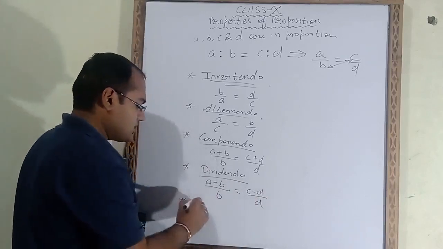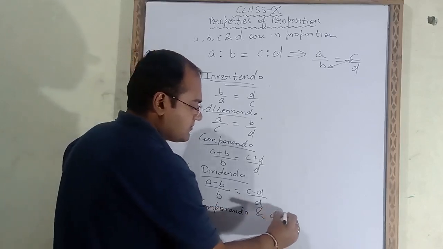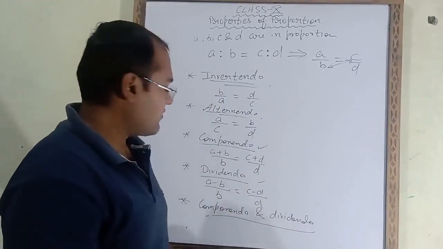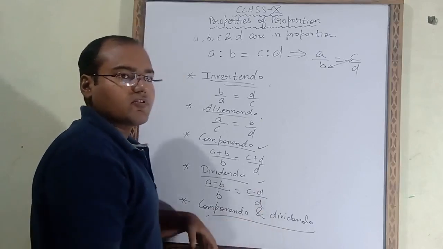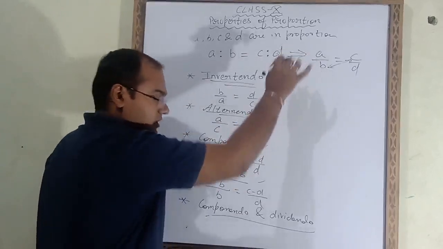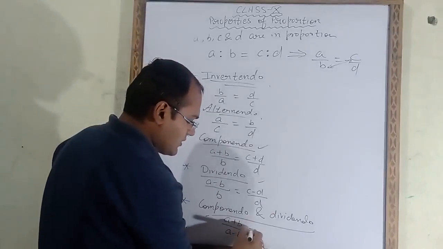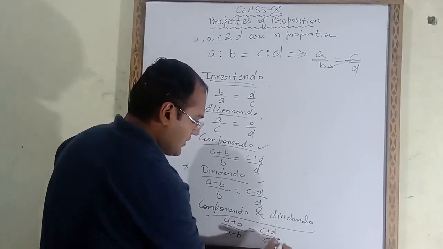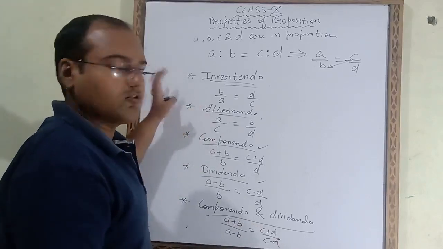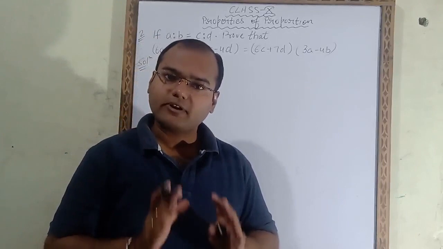Now fifth property is componendo and dividendo. Both properties we will use here in the last one. When we use both componendo and dividendo, what do you have to do? You have to take the sum in the numerator and the difference in the denominator. So what will we do? Sum of these two terms in the numerator, A plus B, upon difference of these two terms in the denominator, A minus B, equals C plus D upon C minus D. So these are the five properties which we will use in this video today. Now we will solve some questions with the help of those five properties.